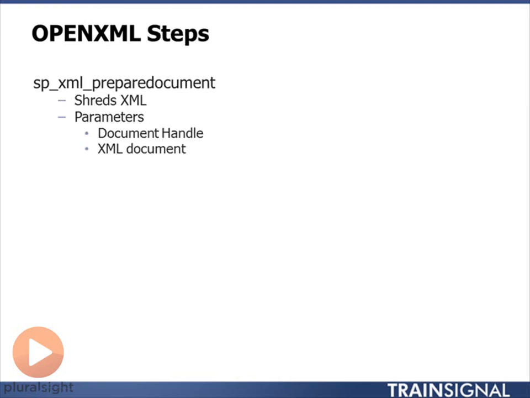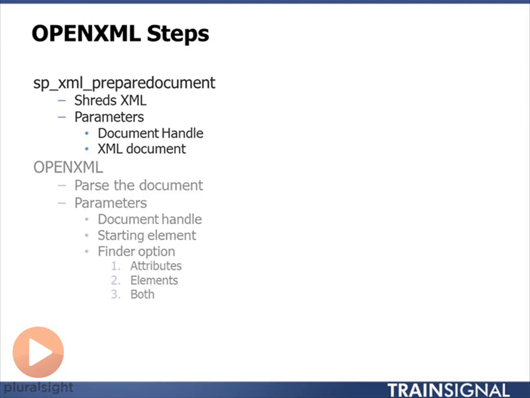The steps for using OpenXML are as follows. Step one is to get the document ready by calling sp_xml_preparedocument. That's going to shred the document, get it ready for use by OpenXML. sp_xml_preparedocument has two parameters. The first is going to be an integer that will represent the document. We're going to use this when we call OpenXML. And then two is the XML document that we're looking to actually parse.